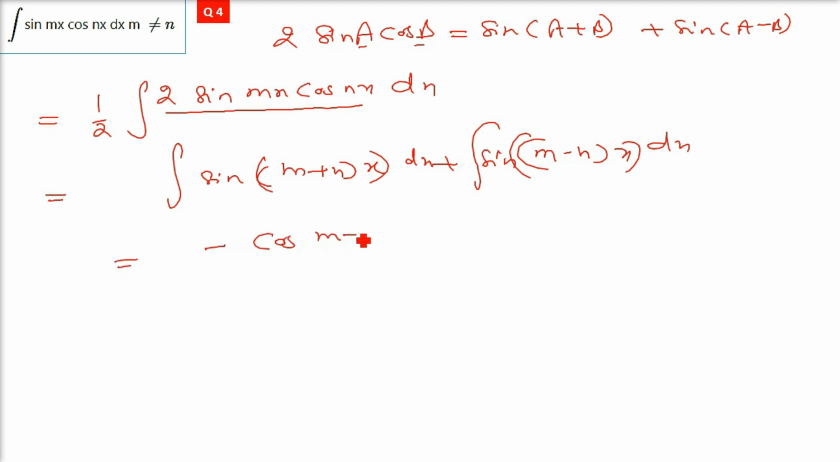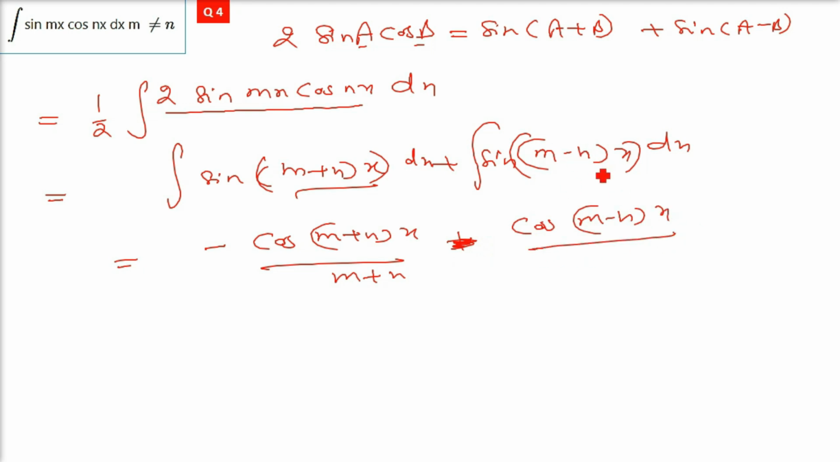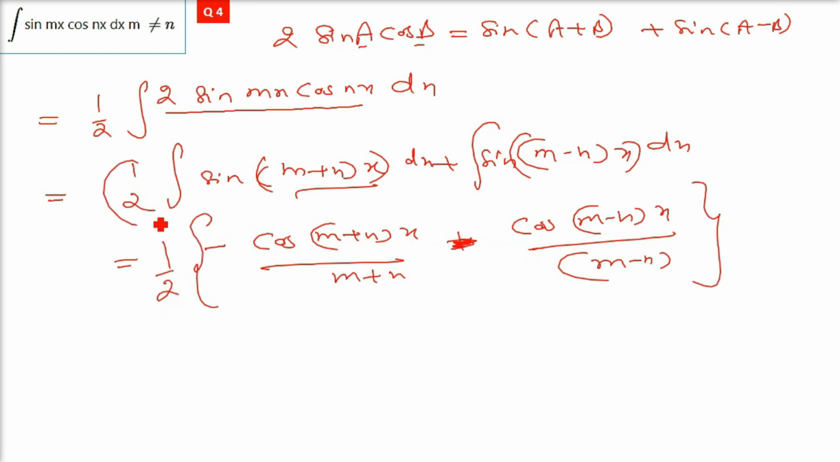So the integral of sine is minus cos (m plus n)x. The differentiation of (m plus n)x is m plus n, just divided. Now sine (m minus n)x, and since it will be minus, I am writing negative here: cos (m minus n)x, and in the denominator it is m minus n. You can take this minus common and half common, or you can keep it like that also. This is the final solution, but you can simplify as per your convenience.